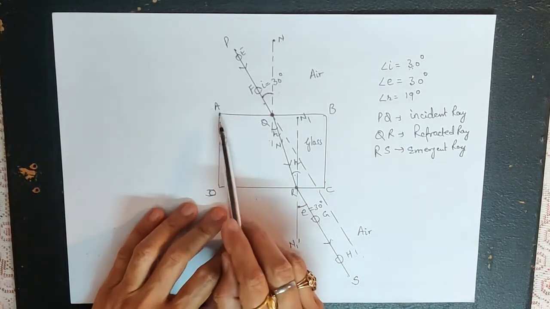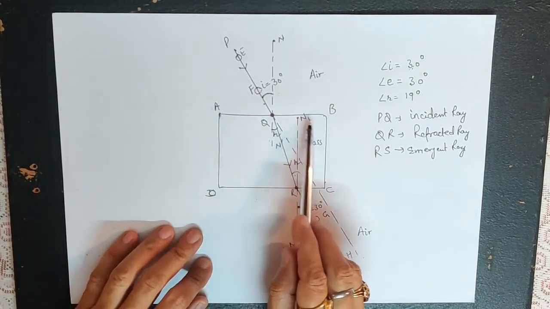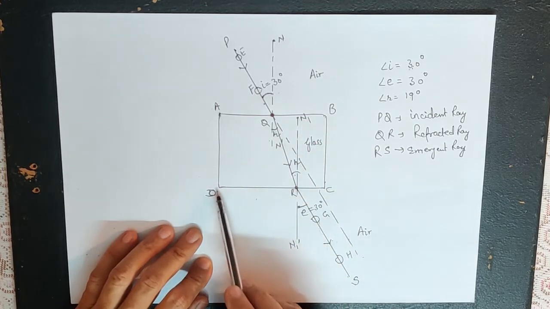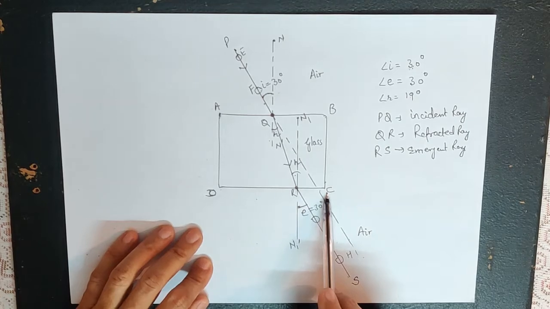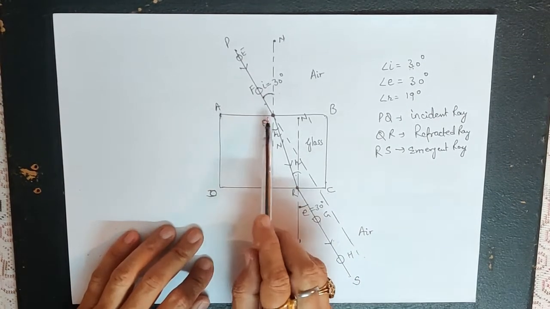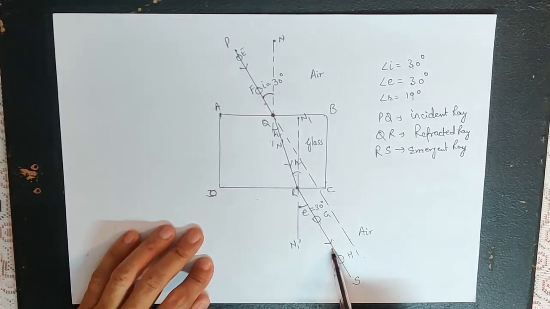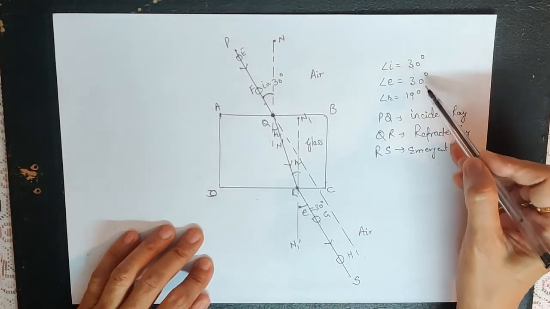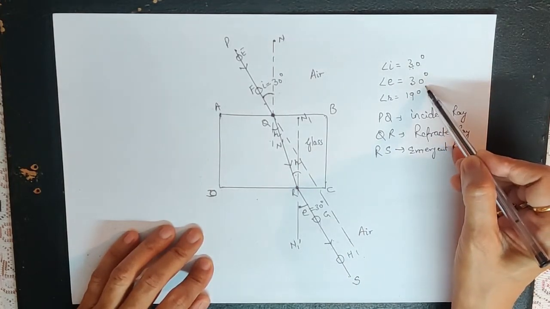Why are they parallel? Because the refraction is taking place through two parallel faces of the glass slab. AB and CD are the two parallel faces of the glass slab. So the incident ray and the emergent ray are parallel. That is why the angle of incidence and the angle of emergence both are equal.